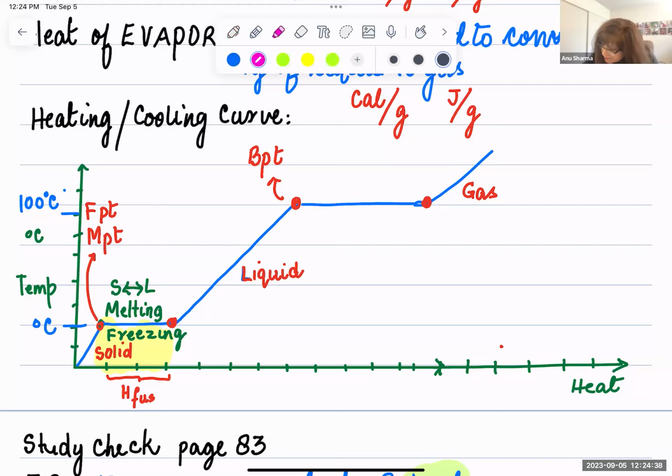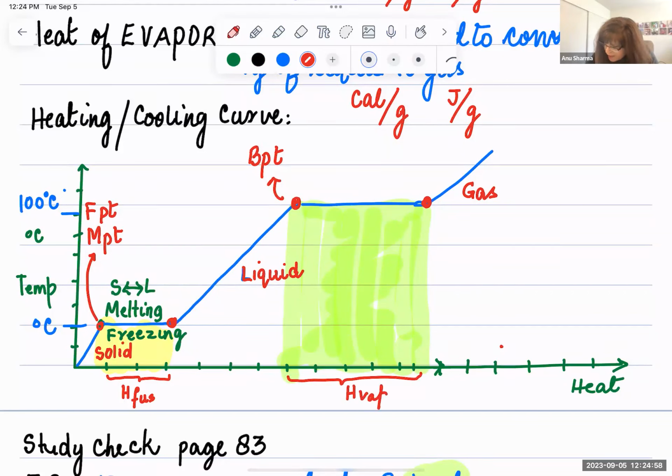All this part right here is the amount of heat needed to convert the liquid to a gaseous state. So this piece is the heat of vaporization, HVAP. When all of that heat has been absorbed, only then does the water begin to convert to a gas. Meanwhile, it continues to boil. You must have seen when the water is boiling, it forms bubbles. It takes some time for the water to boil.